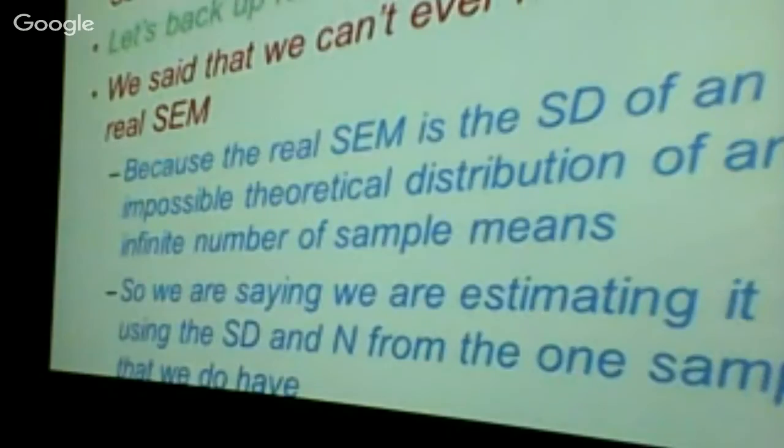It's saying the evidence for me does not represent the assumed theoretical universe in which my defendant is guilty. That's pretty deep. I gotta write that down. That's good. Okay, let's back up a second. So this is my formula. I said I can never know what the SEM is because the real SEM is the standard deviation of a theoretical construct. So we are estimating our SEM from our existing stuff.